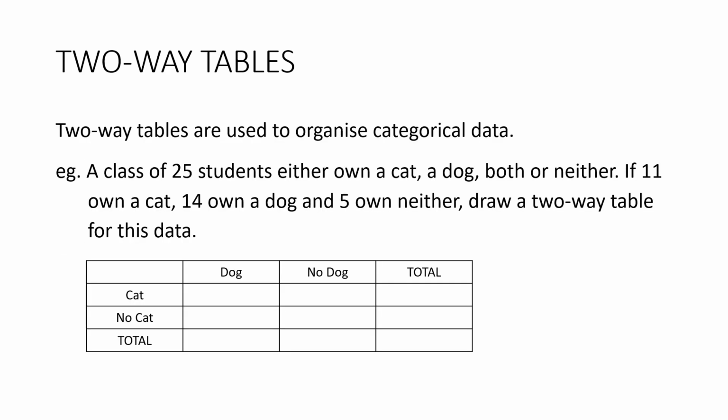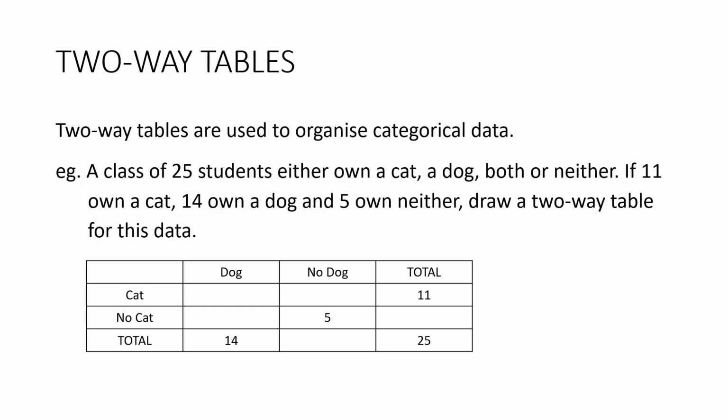And finally, two-way tables are used to organise categorical data. Now, we've already covered two-way tables in our unit on probability, so this should be a fairly routine question for you. A class of 25 students either own a cat, a dog, both, or neither. 11 own a cat, 14 own a dog, 5 own neither. Draw a two-way table for this data.